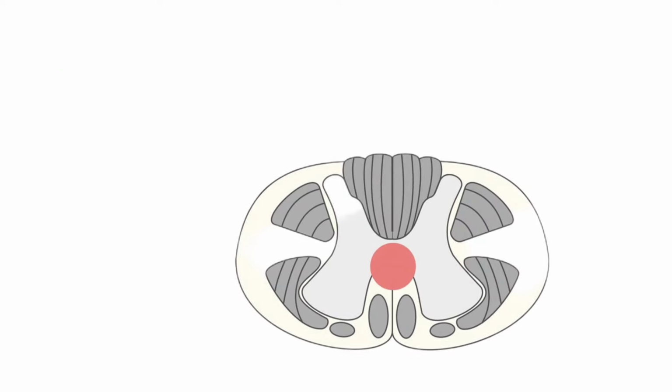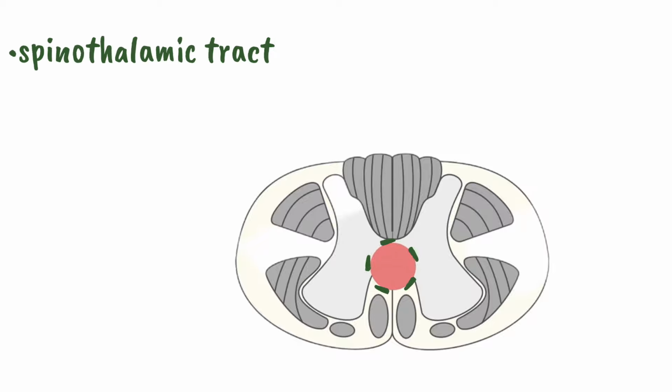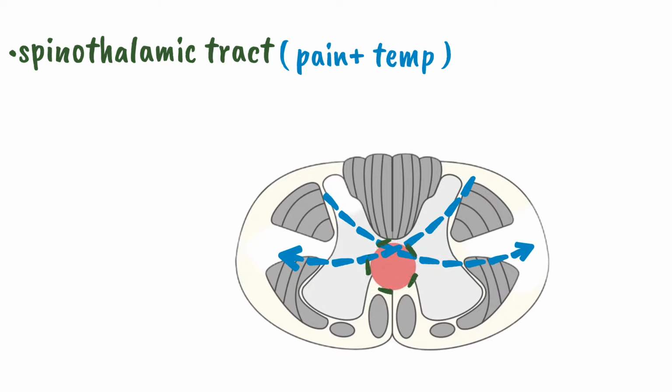Now a question arises: how does the syrinx cause these neurological abnormalities? To understand it, let's look at this diagram. You can see that the syrinx is located in the center of the cord. So any fiber which crosses through the center of the cord will be affected. The only fibers which pass through the center of the cord are the spinothalamic fibers, which carry the sensation of pain and temperature. Usually they cross to the contralateral side in the center of the spinal cord.